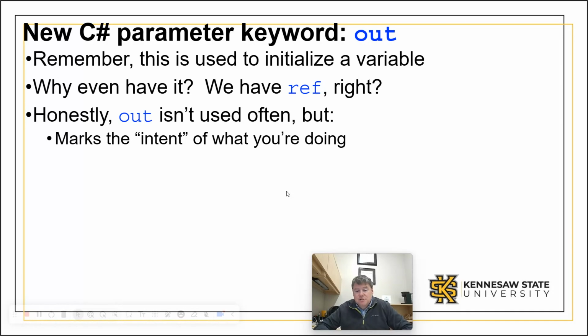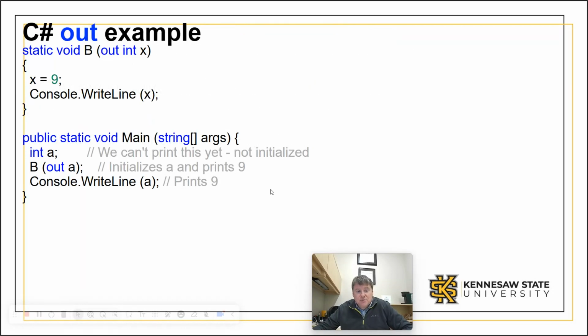In C Sharp, you can absolutely do it. In the parameters at the top, you can specify that the parameter is an out parameter. So this is a method B, which returns a void, but has an out parameter of x.